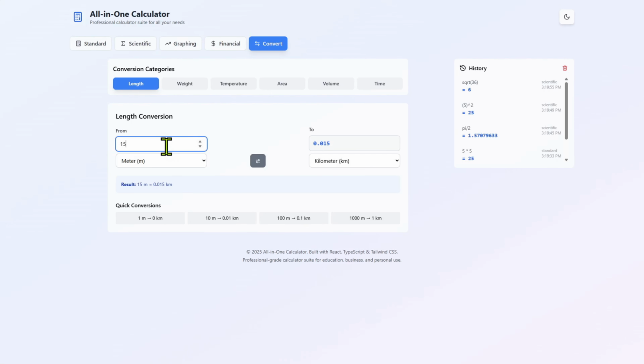And finally, the convert tool is a powerhouse. Seamlessly switch between length, weight, temperature, area, volume, and time with instant two-way conversions right at your fingertips.